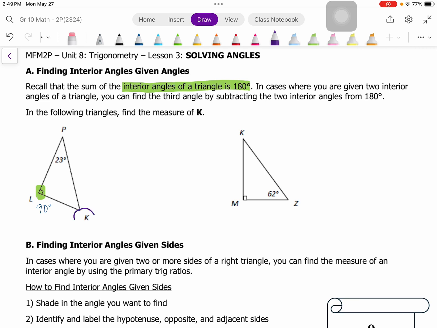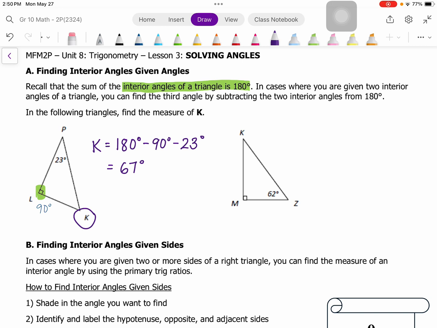So right now we need to solve for angle K. The number of degrees for angle K is equal to 180 degrees, so the total of all three, subtract 90 degrees for the right angle and 23 degrees for angle P. If we subtract that, what we're left with is 67 degrees. So angle K is equal to 67 degrees.